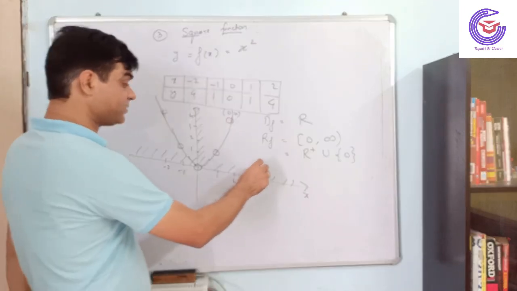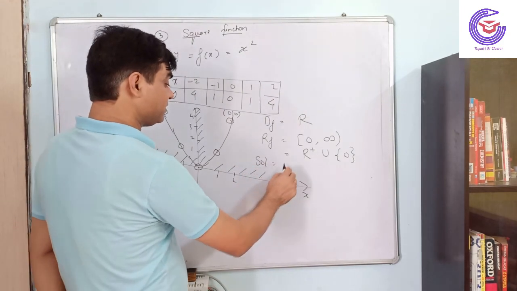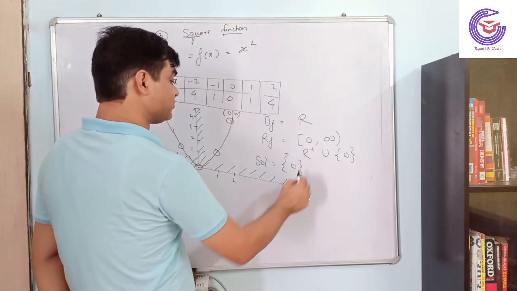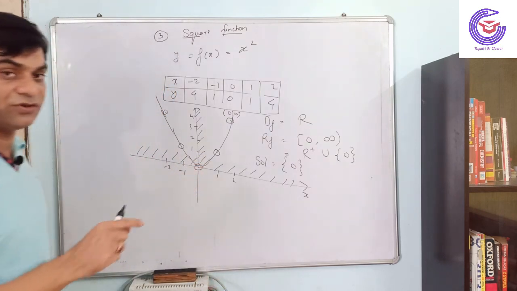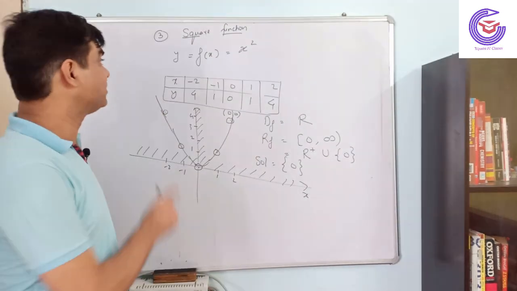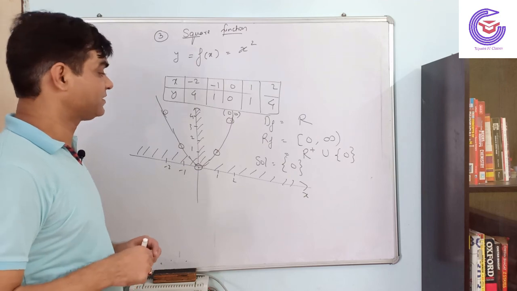Again, what is the solution set of this function? In this case, again you will get the solution 0. For x equal to 0, you will get y equal to 0. So this is the solution of the square function.